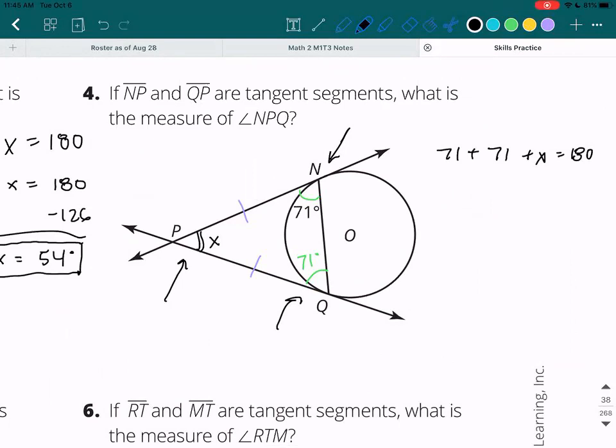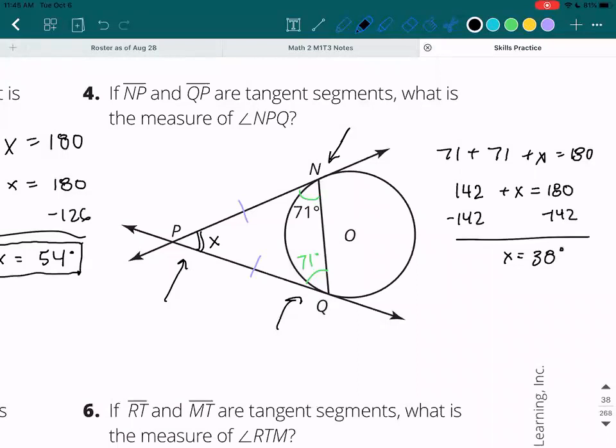We're going to simplify this. So we're going to add up the 71 and the 71. That's 142, plus X equals 180. Then what do we do to get rid of the 142? Subtract it. Subtract it, yes. You get X is equal to 38.